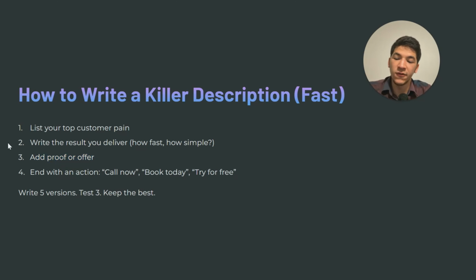So write 5 versions of this. Follow this exact framework and just write 5 versions. Test 3 of them which you feel like testing, and then keep the best out of those 3. You don't need thousands of headlines. You don't need even 3. You just need maybe 2 or 1, right?